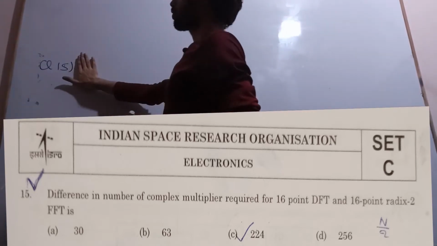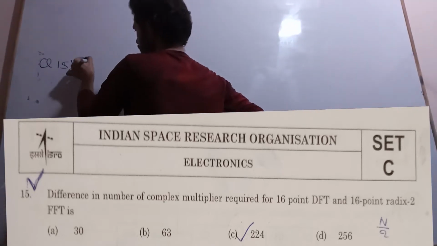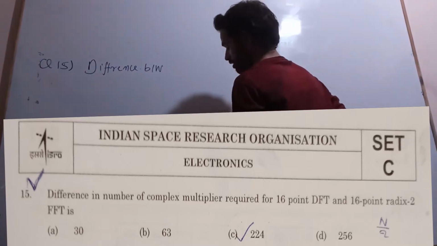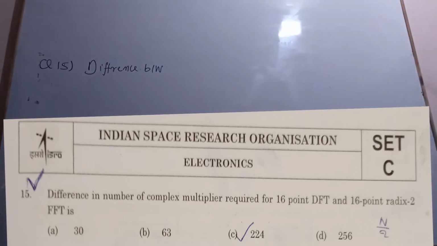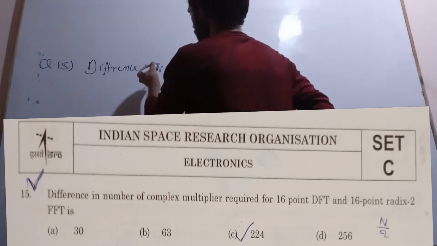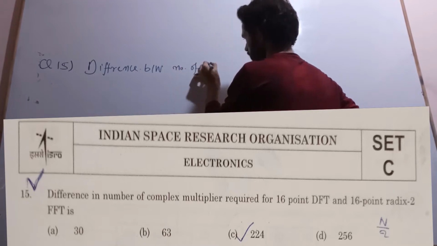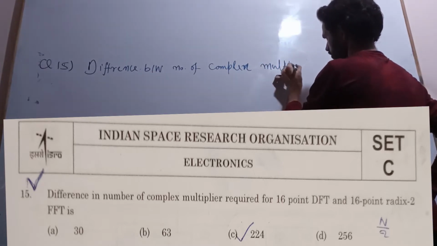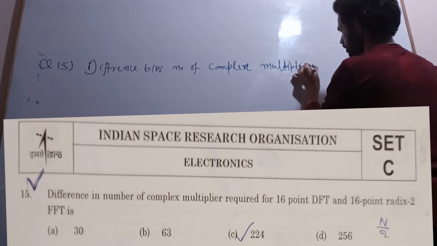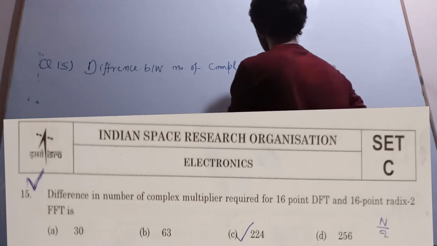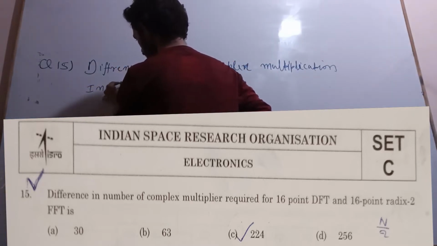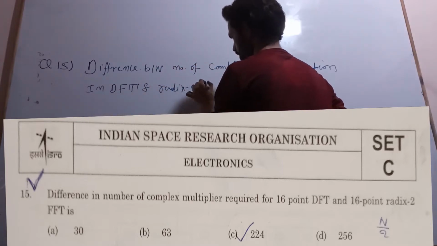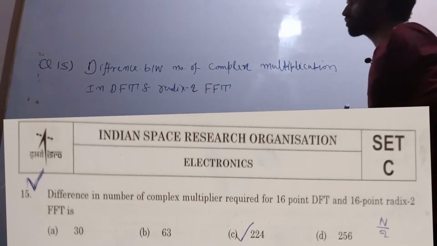Okay, student, question number 15. Question number 15 is asking the difference between the number of complex multiplications in DFT and radix-2 FFT. Okay, so what is the difference between these?